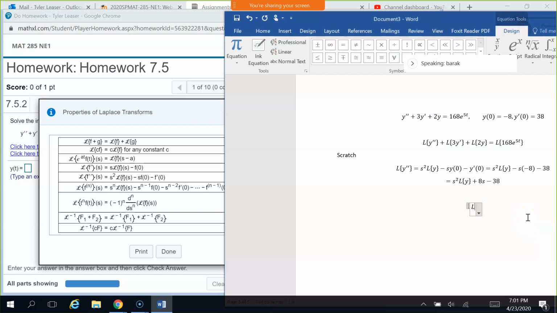Still in scratch paper, we would also want to figure out what the derivative of y is because of this 3y prime. That also has a formula over here. That's s, the Laplace transform of y, minus the function y at 0. Which again, we already know what that is because they give it to us. That's a -8, which the double negatives is going to make a +8.